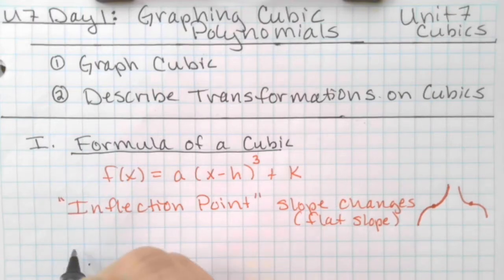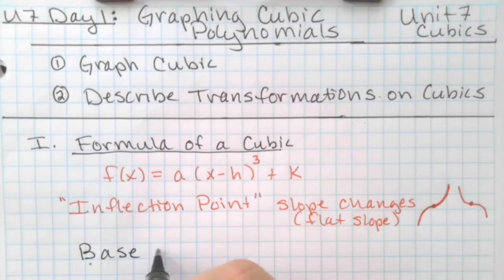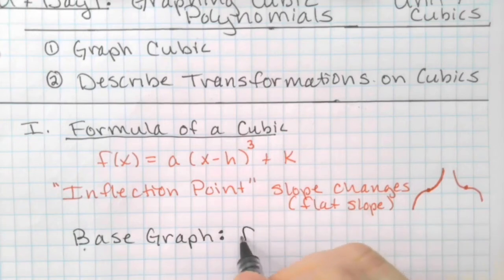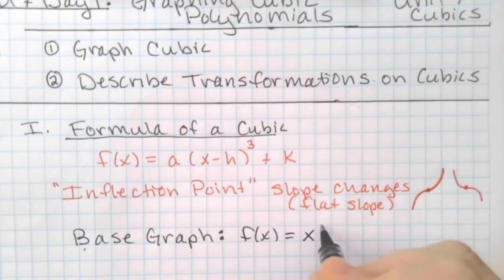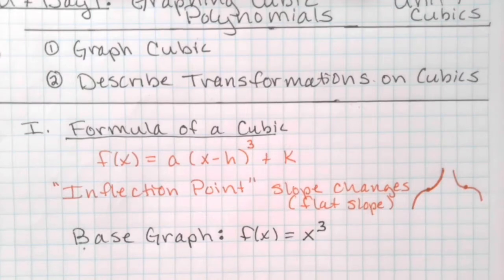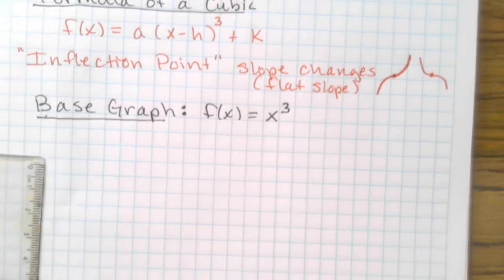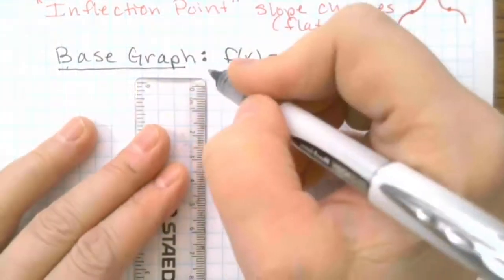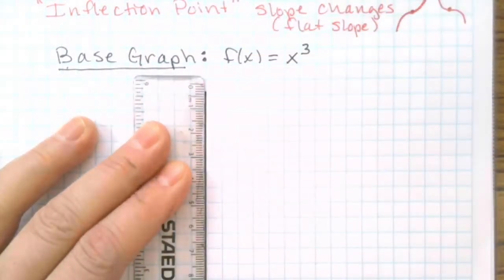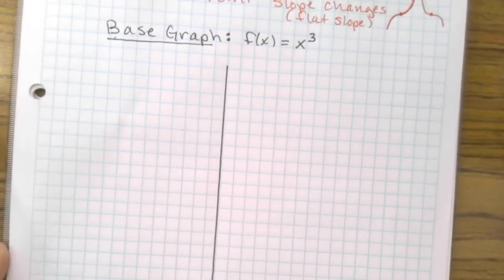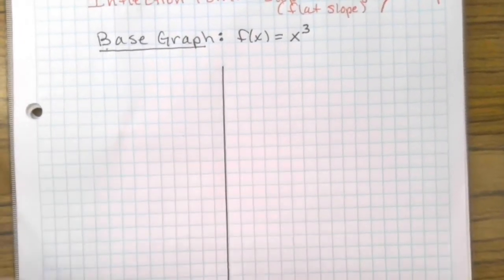All right, the base graph, the one that you start with and then do your transformations to, is f of x equals x cubed. Okay, we're going to take a moment and actually graph the base graph so that you know what it looks like and what your graphing should look like. So for these, you're going to need a slightly bigger pair of axes. These graphs tend to shoot to infinity really fast.